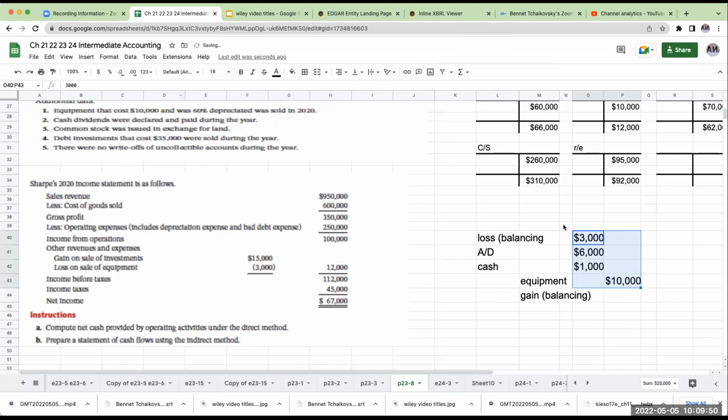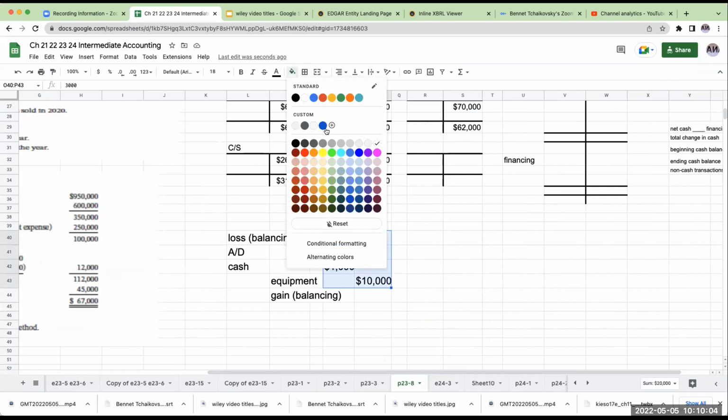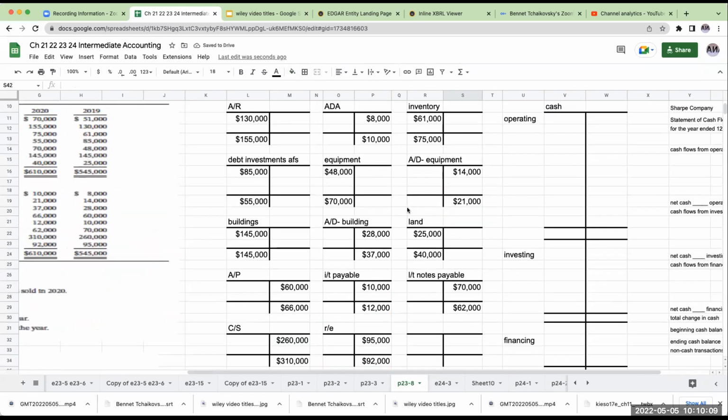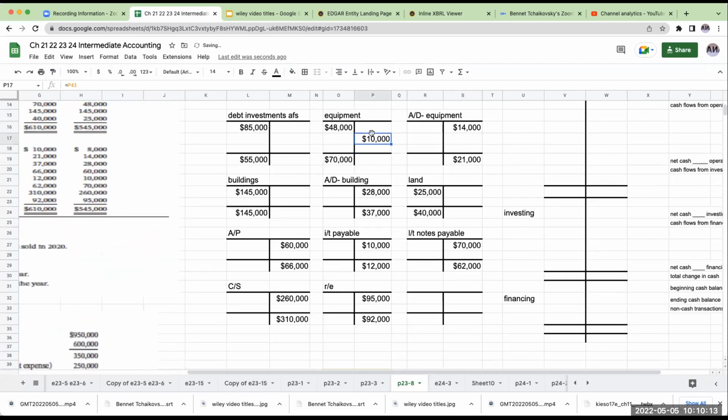And by the way, I would never do it this way. I would give you the cash, accumulated depreciation, equipment, and ask you to compute the gain or loss. But we're doing it this way. It's fine. Always good to trick the brain. So right over here, I'm going to go ahead and post this into the T accounts. So over here, I've got equipment. I'm crediting equipment for 10,000 because that's what I sold it for.